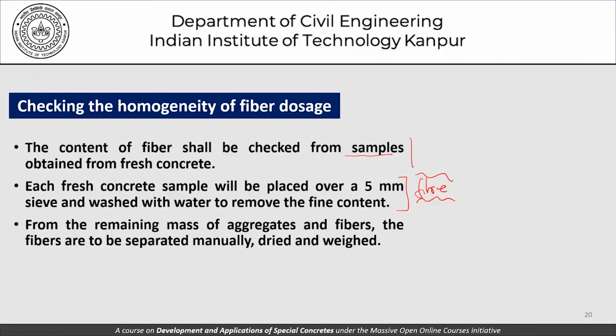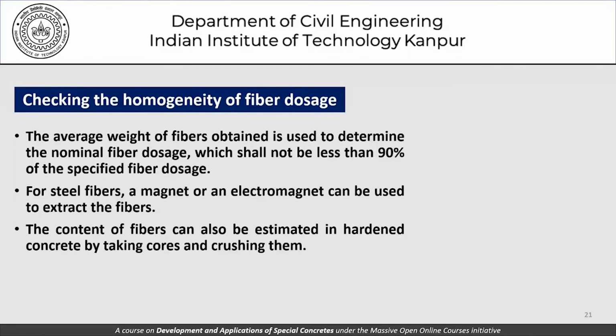So there is an additional test that is getting added to our tests for quality control as far as fresh concrete is concerned, and that is a test to determine uniformity in fiber distribution across the concrete. From the remaining mass of aggregates and fibers, the fibers are to be separated manually, dried and weighed. Of course this is only a matter of procedure. What we know is that we have the concrete, wet wash it, and try to determine the amount of fibers, and we'll have data on how uniformly the fibers are actually distributed throughout the concrete. The average weight of fibers obtained is used to determine the nominal fiber dosage, which should be not less than 90% of the specified fiber dosage.